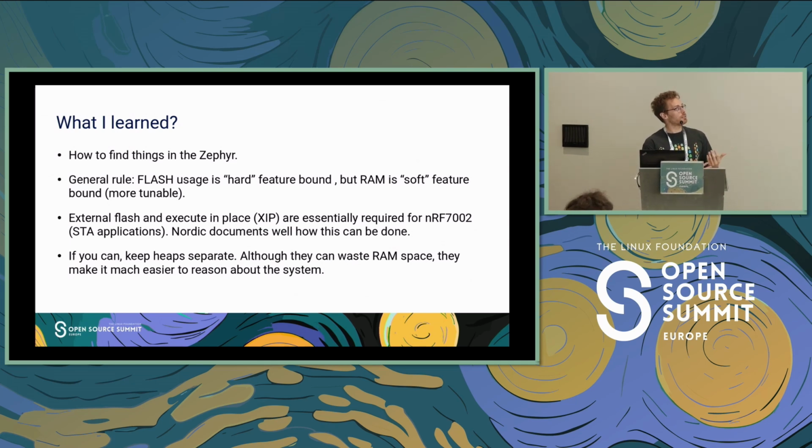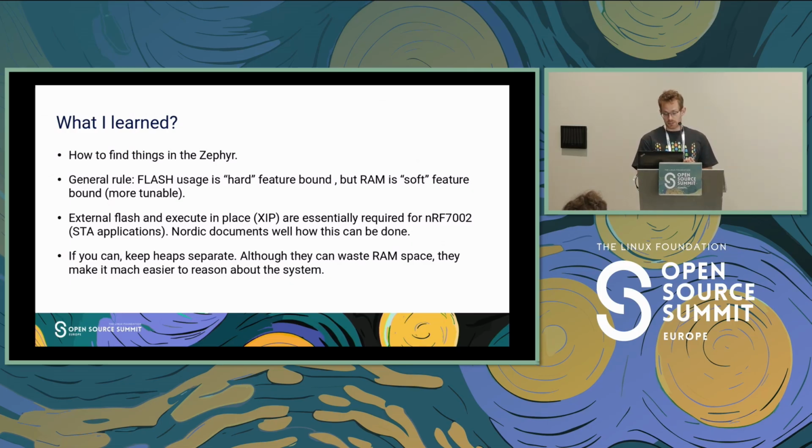As a general rule, I found out that flash usage is really hard feature bound, meaning if you want to use a feature, you will pay the flash price no matter what. The only way to remove the flash usage is to disable the feature. With RAM, it's a little bit more soft. Still, if you use a feature, the feature will require the RAM for it, but usually that is more tunable in the sense of a stack. Most of the subsystems use some kind of a stack. The default size might be too much for what you actually need, so you can tune that down.